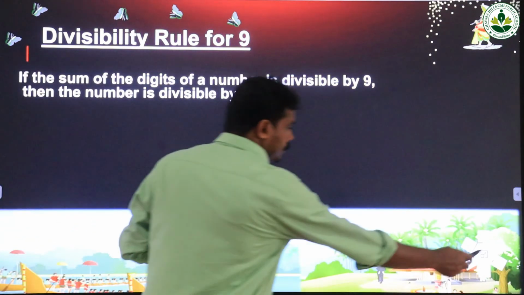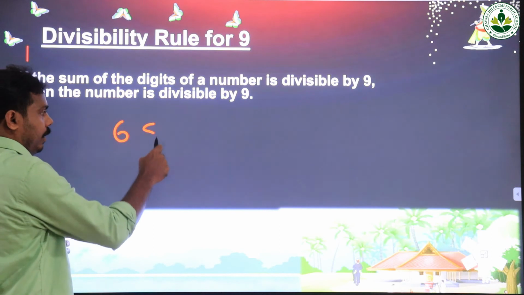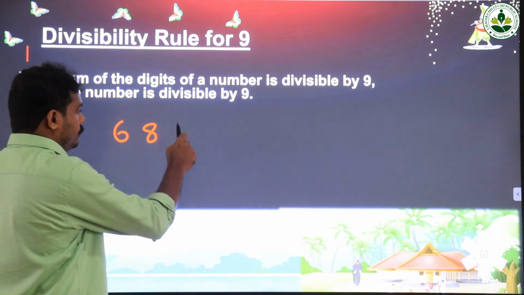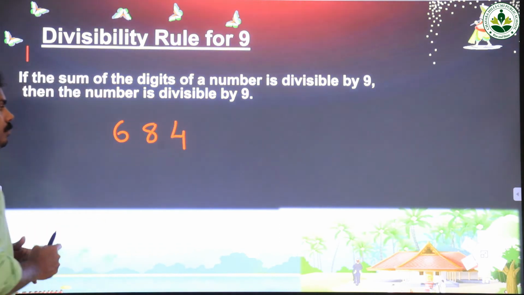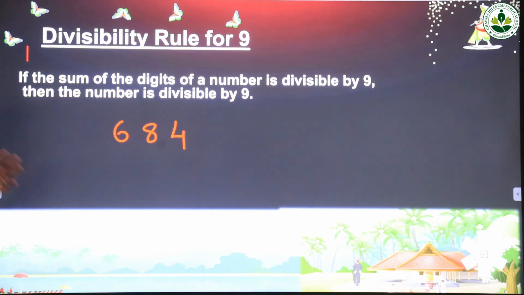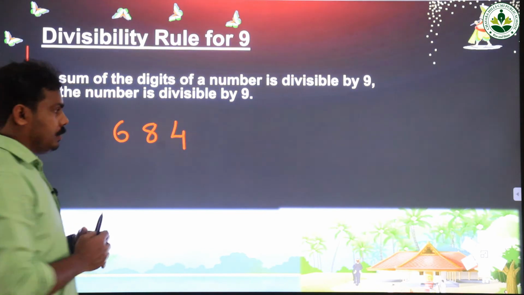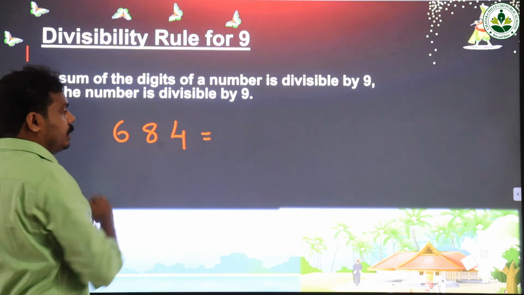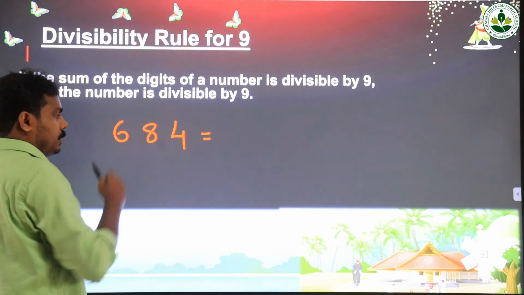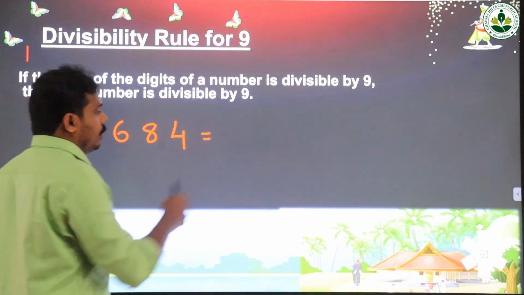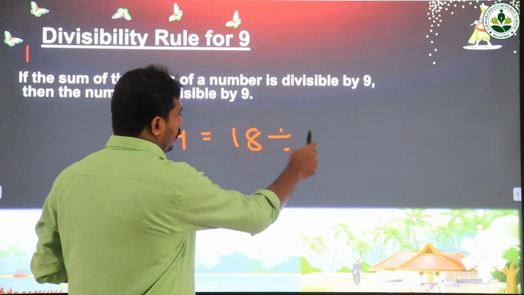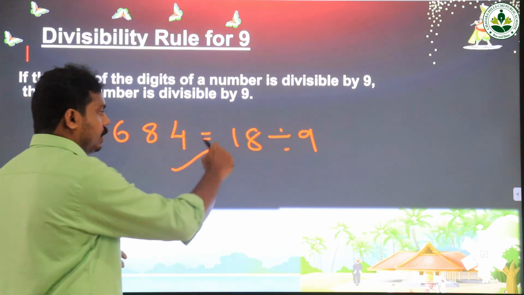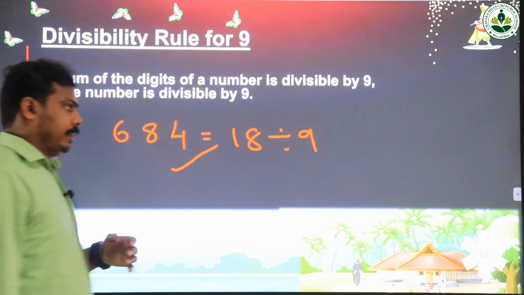For example, 684. We need to check whether it is divisible by 9 or not. You can check the sum of the digits of the number. 6 plus 8 is 14, plus 4 is 18. It is divisible by 9. So this number is divisible by 9.